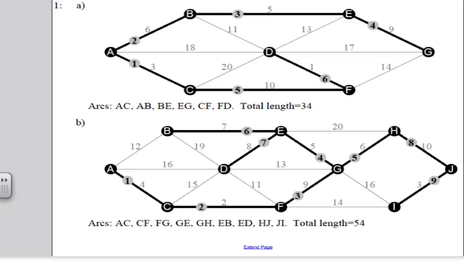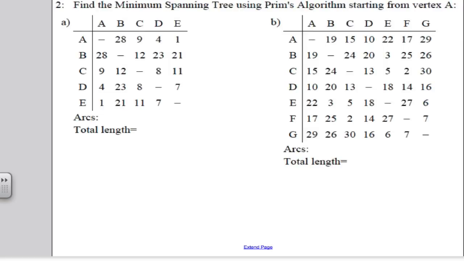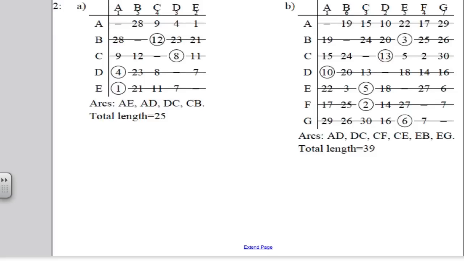And last 2 questions using Prim's via the matrix method. Please find the minimum spanning trees using Prim's algorithm, again starting from vertex A. Pause the video now. Okay, and the solutions to those 2 questions are as follows. And hence you should now have done 4 questions where you've checked whether you can use Prim's algorithm to solve for a minimal spanning tree using a graph method and a table method.